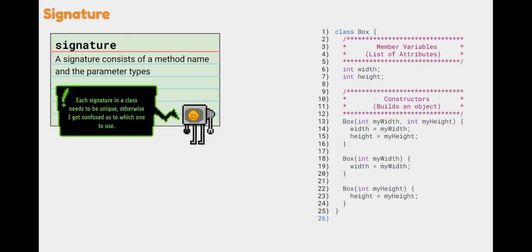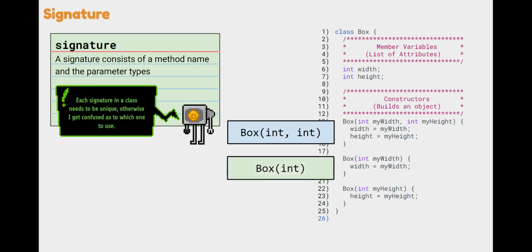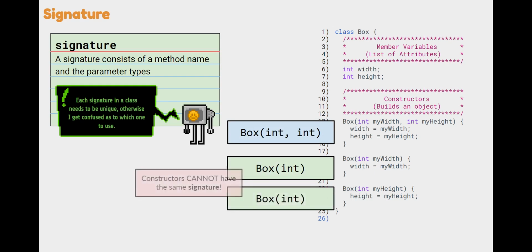If we are just looking at the signatures, looking at the constructor on line 13, the signature is its name and its parameter types. So the signature is Box, int, int. Its name is Box, it accepts two ints. Looking at the constructor on line 18, its signature is Box, int. And looking at the constructor on line 22, its signature is Box, int as well. Well, those last two signatures are not unique. Constructors cannot have the same signature. So this Box class would not work.